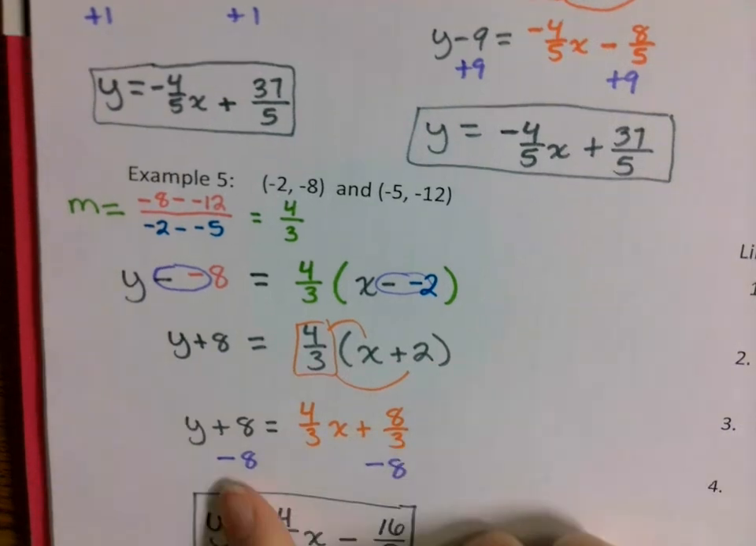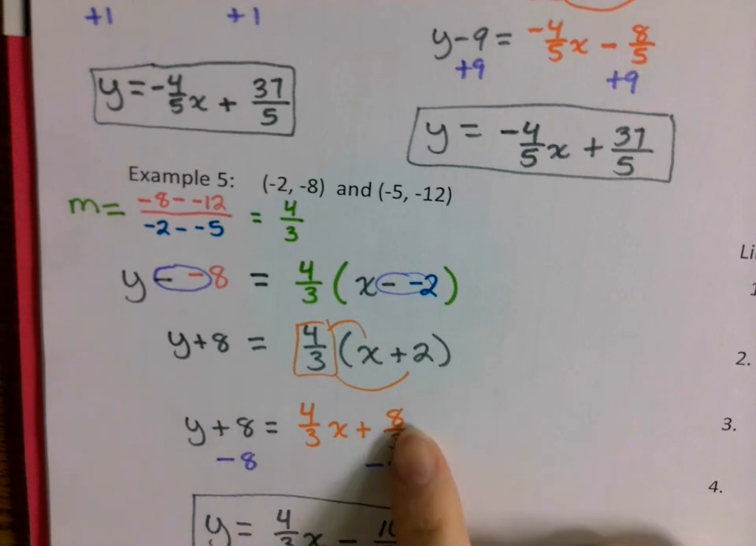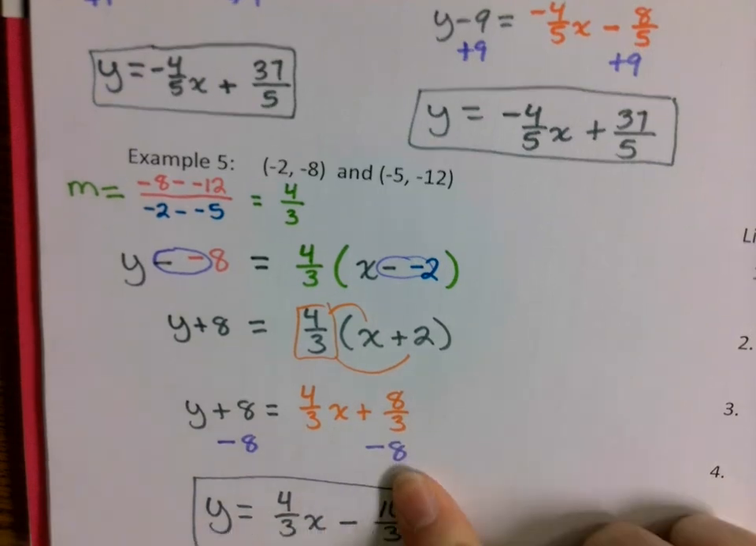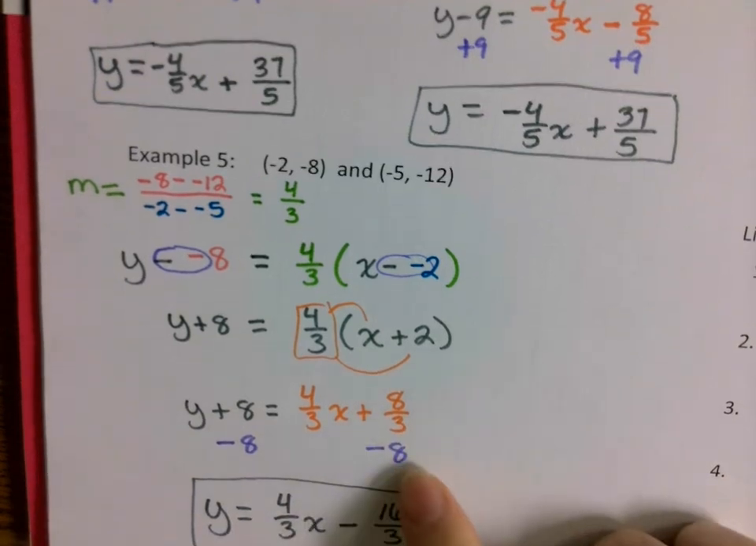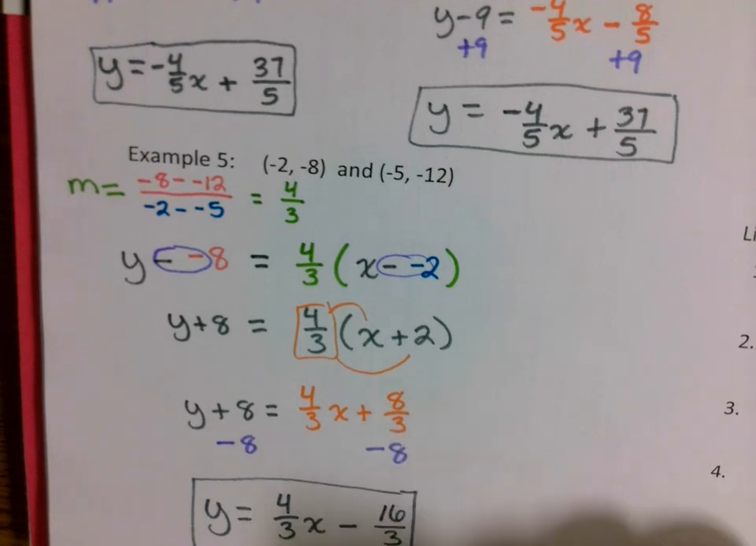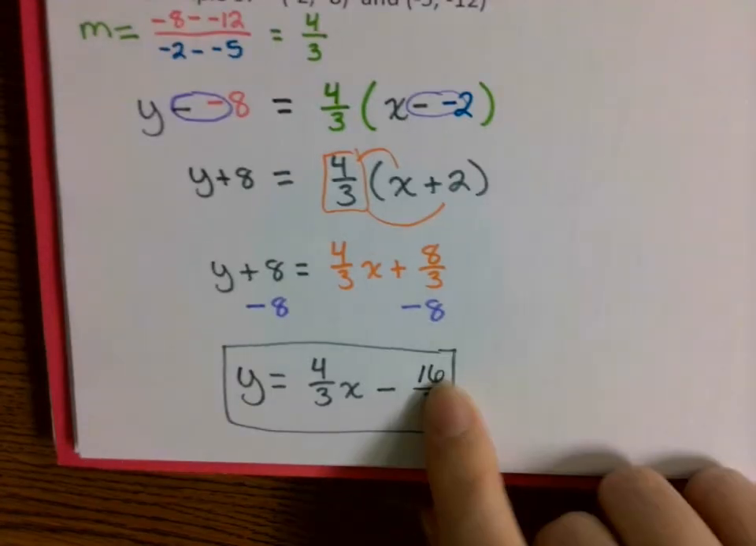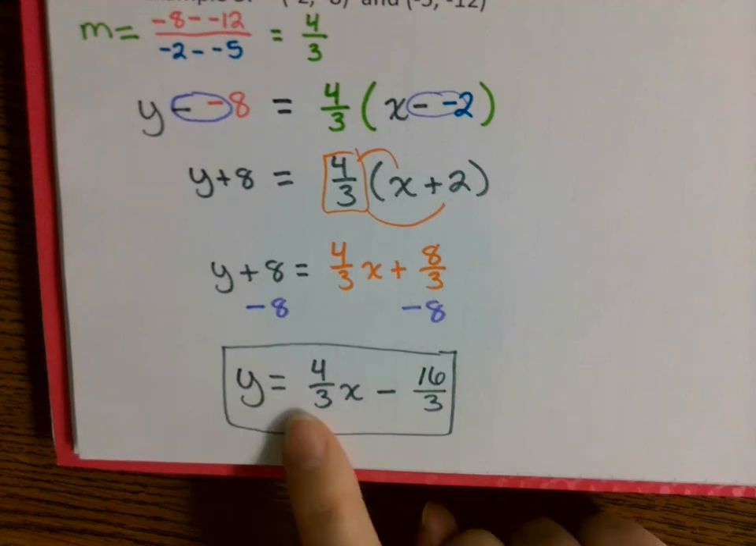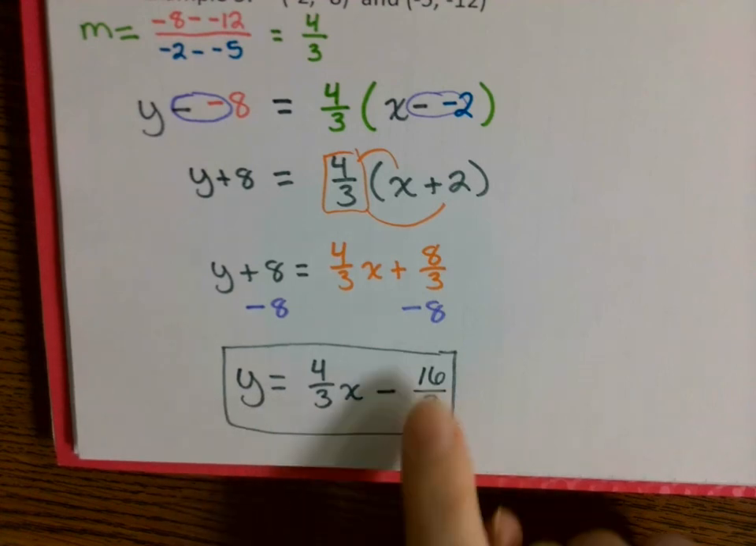By subtracting an 8, it's the same thing as saying minus 24 over 3. Minus 24 over 3 is the same thing as minus 8, but then you have a common denominator. So 8 minus the 24 would give you a negative 16. So you get negative 16/3. So y equals 4/3 x minus 16/3. Any questions?